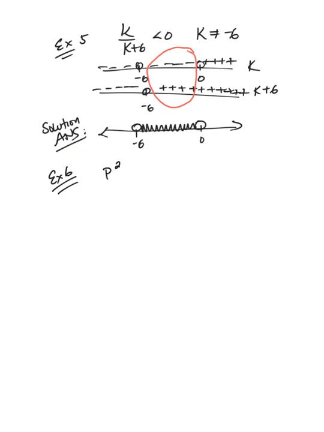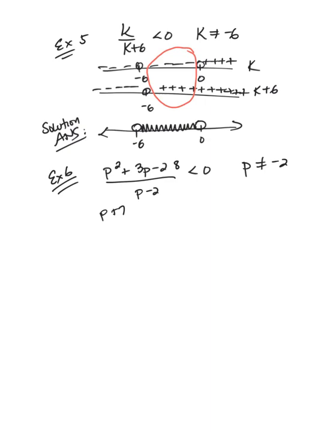So we have p squared plus 3p minus 28 over p minus 2 is less than 0. p cannot equal -2, no matter what. So I factor this into p plus 7, p minus 4.